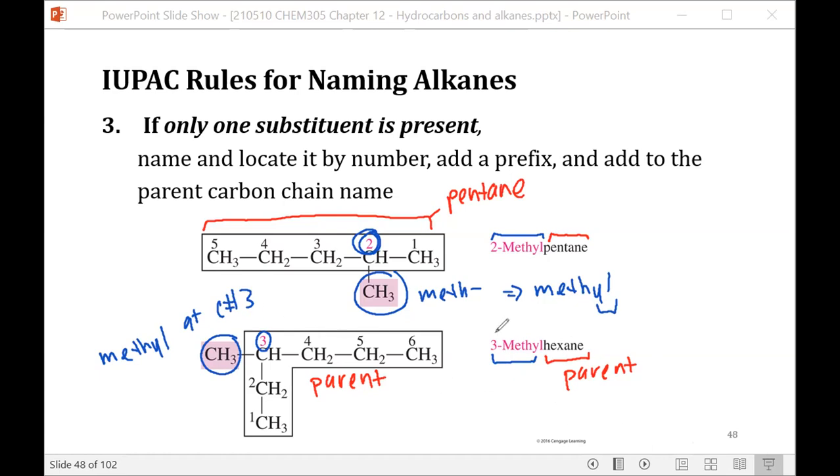The convention is between numbers and letters, you put a dash. So 3-methyl, because you go from a number to a letter. Between two letters, from methyl to hexane, you don't have to put anything.